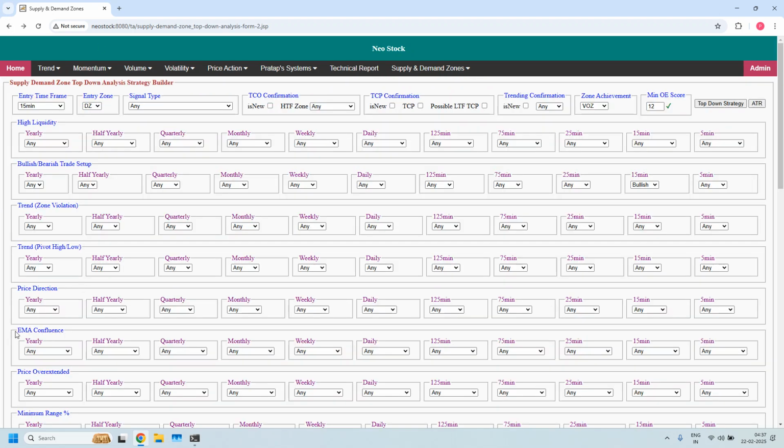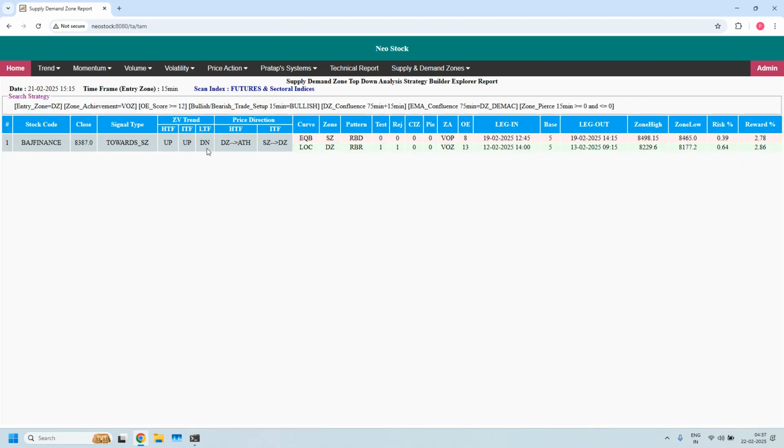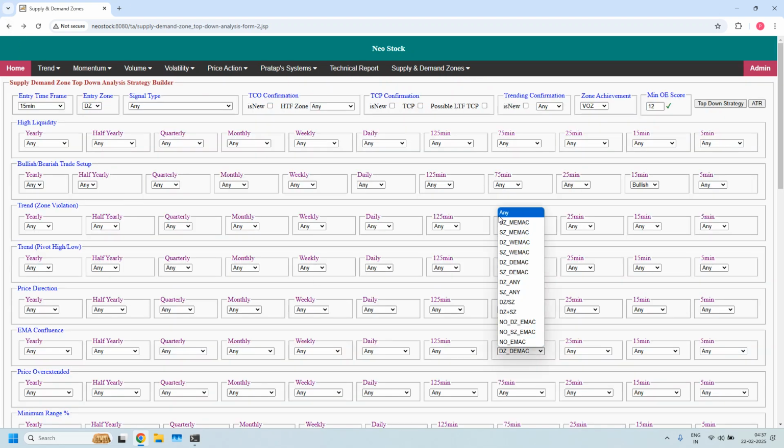Let's verify. EMA confluence, 75 minutes time frame. Checking 75 minutes demand zone having daily EMA confluence. With this filter, out of 4, we got only 1 stock. So this stock is having even more higher probability to get the success. This is based on LTF, ITF zone confluence and ITF EMA confluence. Next, we will look into LTF, ITF, HTF and then HTF EMA confluence. So I am going back, removing this ITF EMA filter.